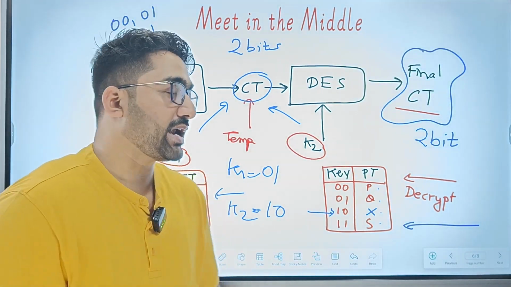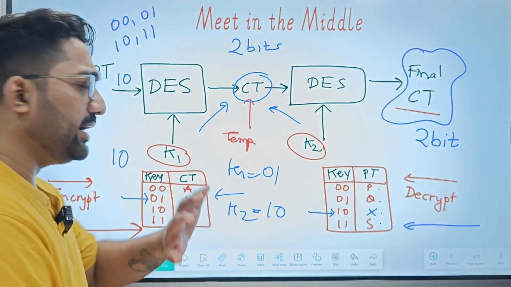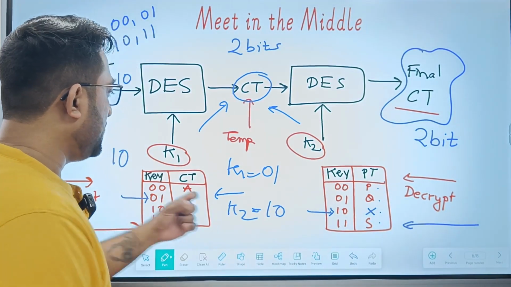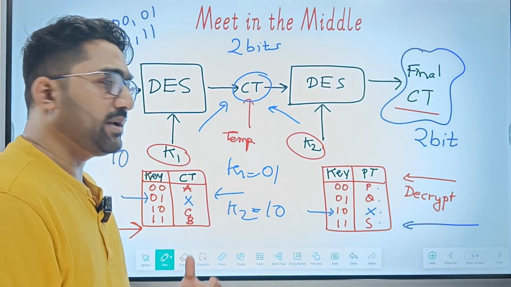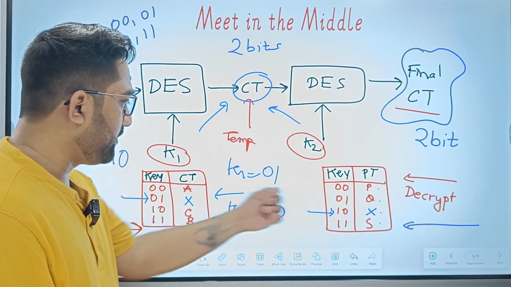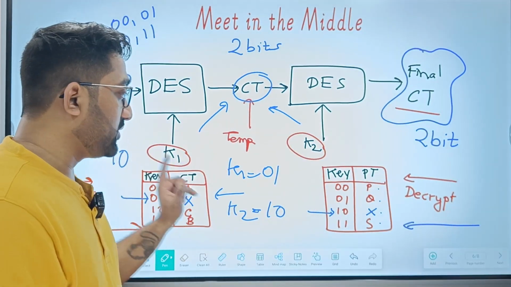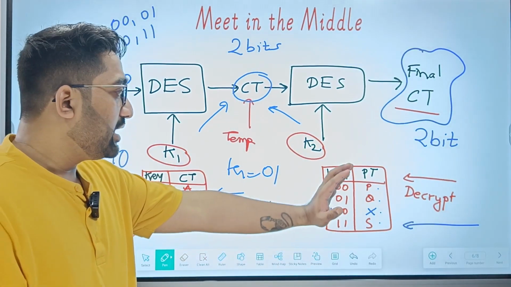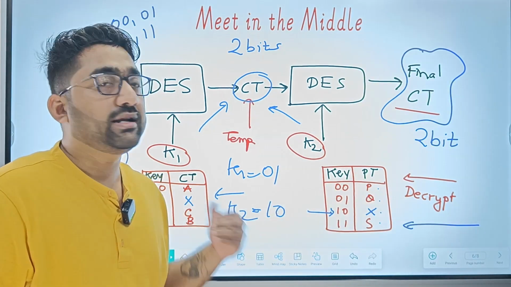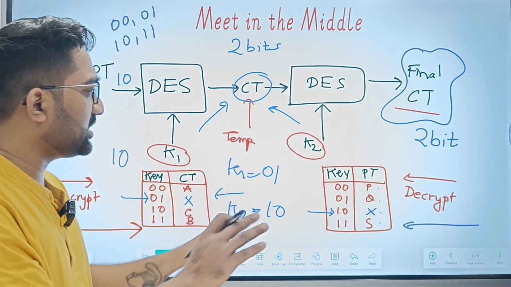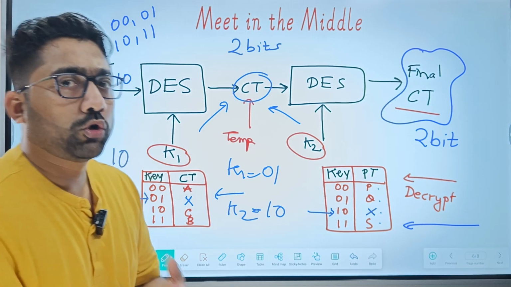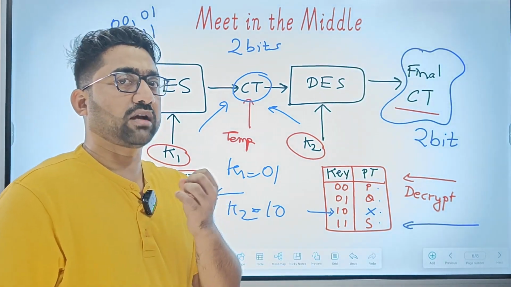I hope you got the understanding. I hope you got the concept. It is basically very simple. There will be a matching entry in both the tables. We simply have to refer to the keys using which the message was encrypted from the left hand side and decrypted from the right hand side respectively. So this was just a small implementation to show you how the meet in the middle attack works.